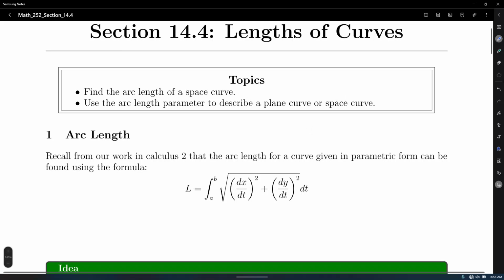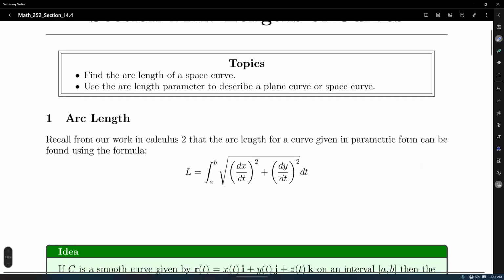Where are they going to come from? Well, they're going to come from the components of a vector valued function. What are we going to do in this class? Well, add a third term for a curve in space. That's to find the arc length in space.